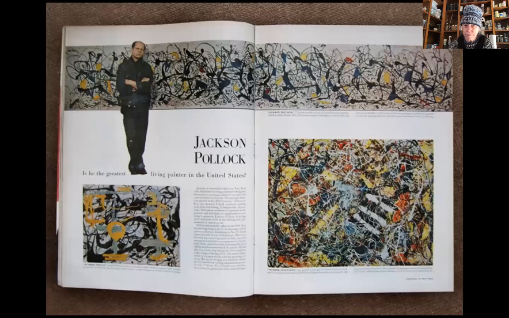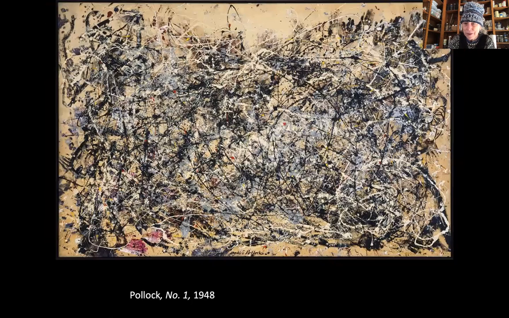And it made him rich and successful. He was profiled in Life magazine, compared to Picasso. And if the movie about Pollock is right, it sort of went to his head. He was not an especially modest person.